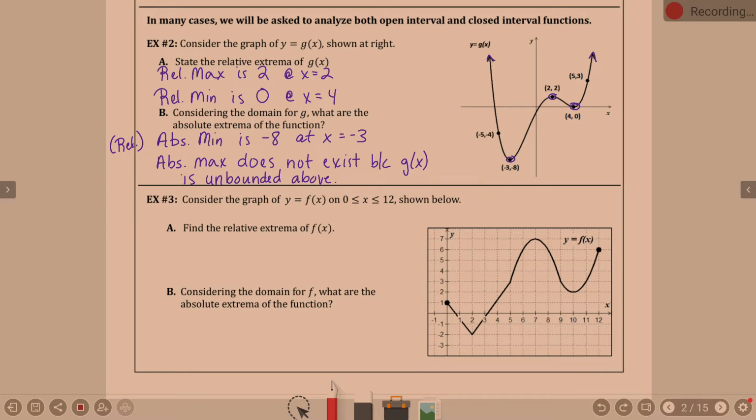Okay, consider the graph of f on 0 to 12. Find relative extrema, and then considering the domain for f, what are the absolute extrema of the function? So, relative, absolute. What are some points? Do a teensy bit more work. They're not labeled for you this time, are they? You have to count. Where are you starting at?